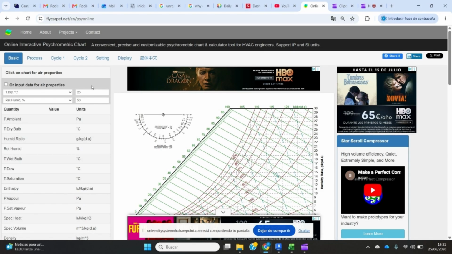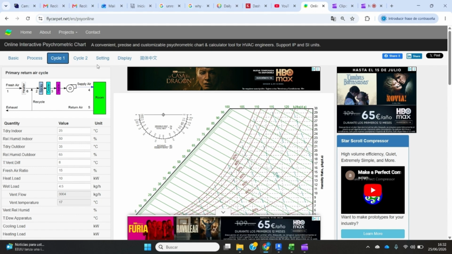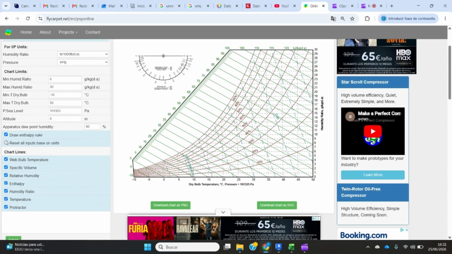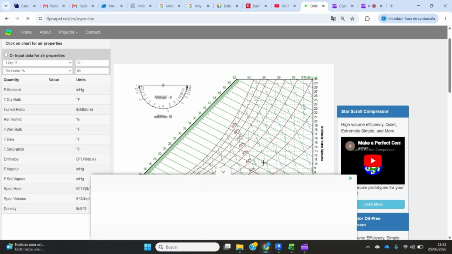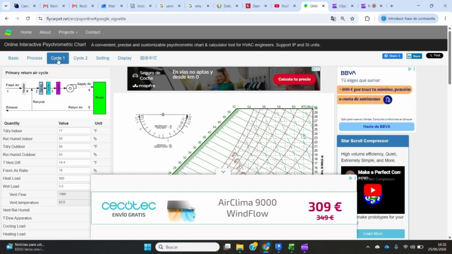So I'm going to explain how to use this option, the cycle option, using this psychrometric chart. Remember that if we are working in English units, we have to go to settings, English, and reset all inputs, submit, and here we have the psychrometric chart with these units. The cycle option is meant for air handling units in which we have this recycle of the return air.